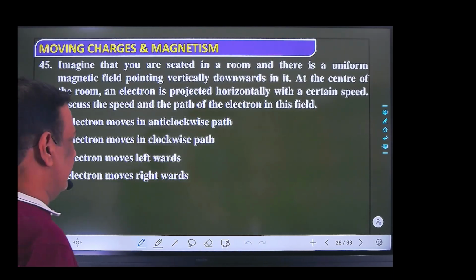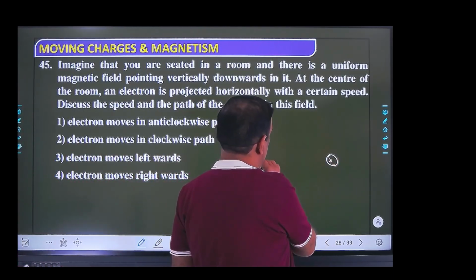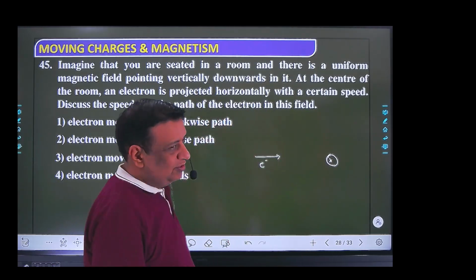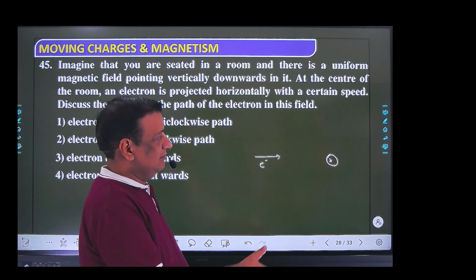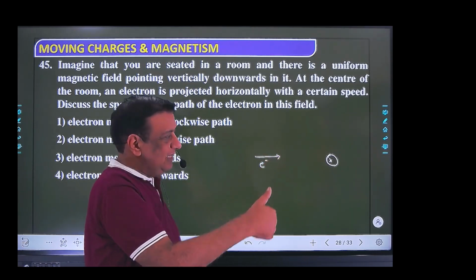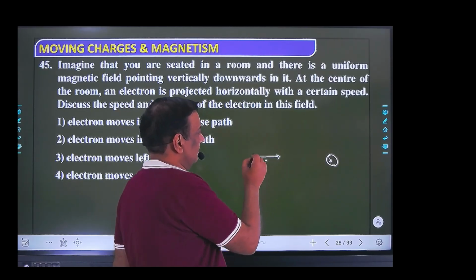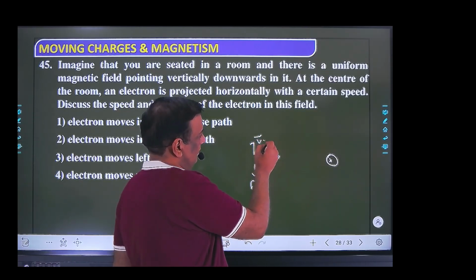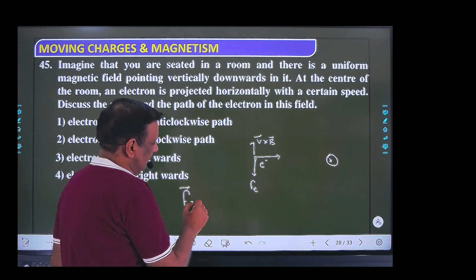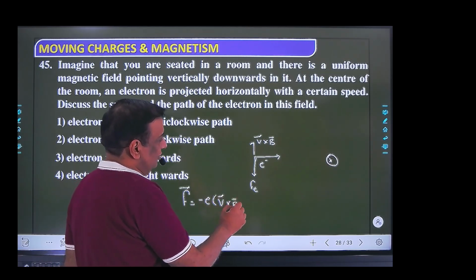Magnetic field is pointing vertically downwards. Electron enters करता है इसमें. V cross B की direction. V cross B is upwards. Electron है तो force, plus electron पे जो force act करेगी, that is minus e into V cross B.